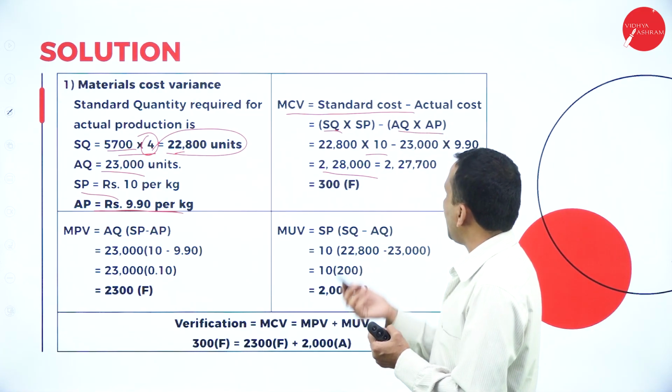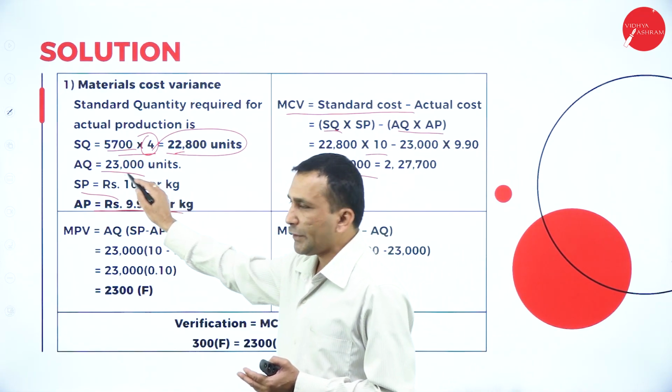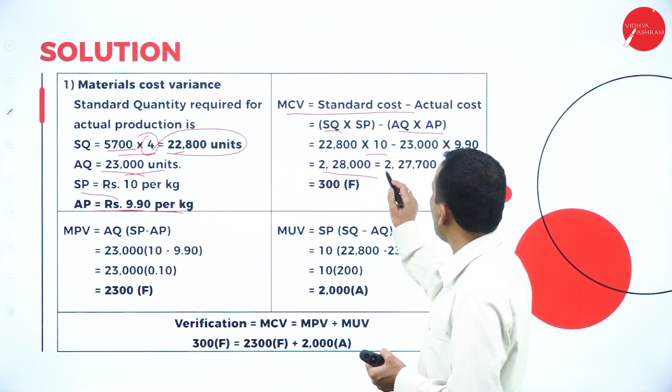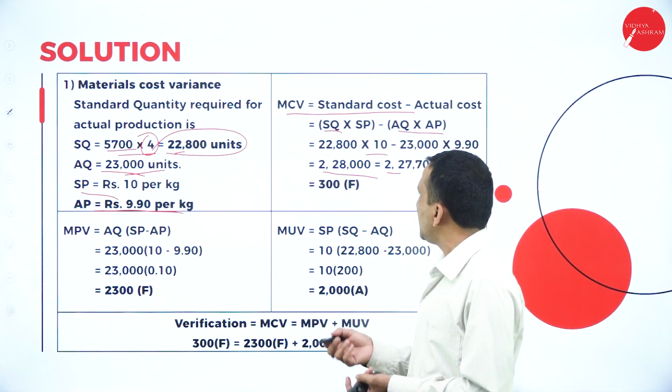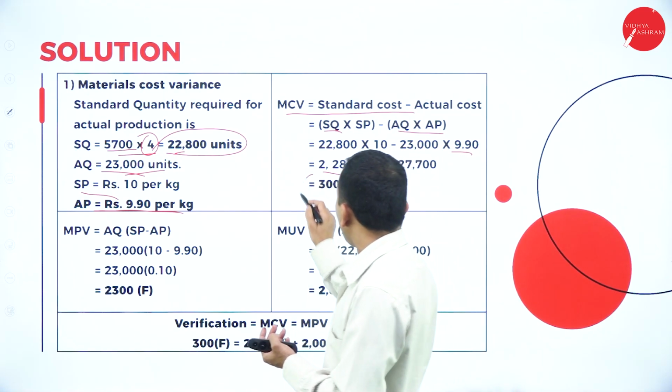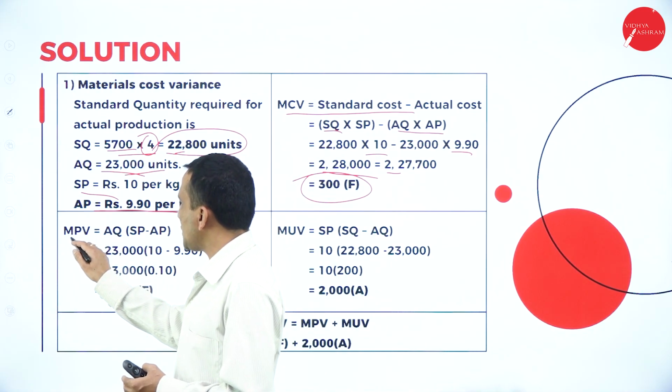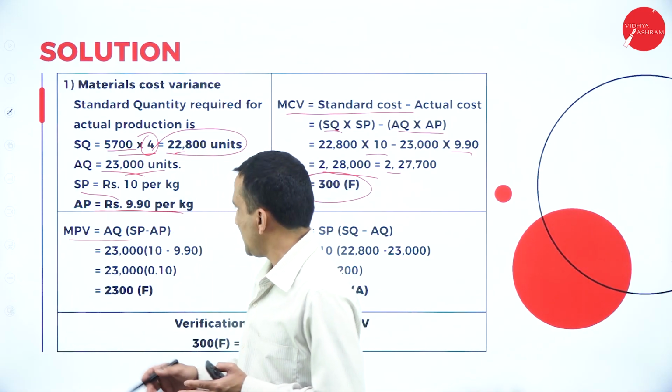The actual quantity is 23,000 units, and the rate is also given as 9 rupees 90 paise. If you multiply, we get 2,27,000. So the difference we are getting is 300, which is favorable. Moving to the next one, material price variance.